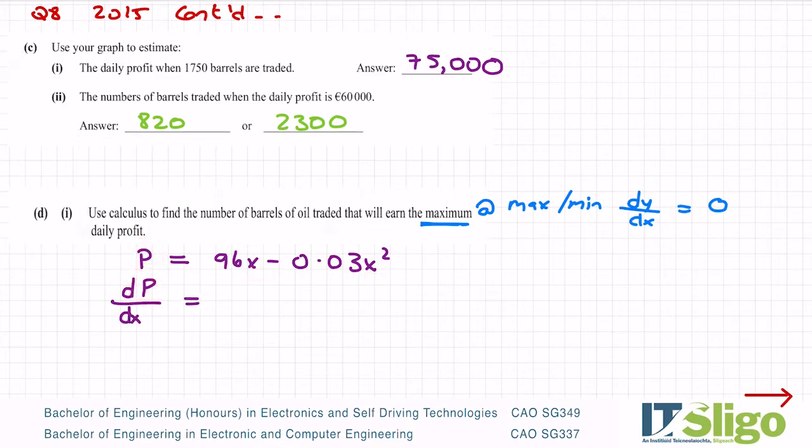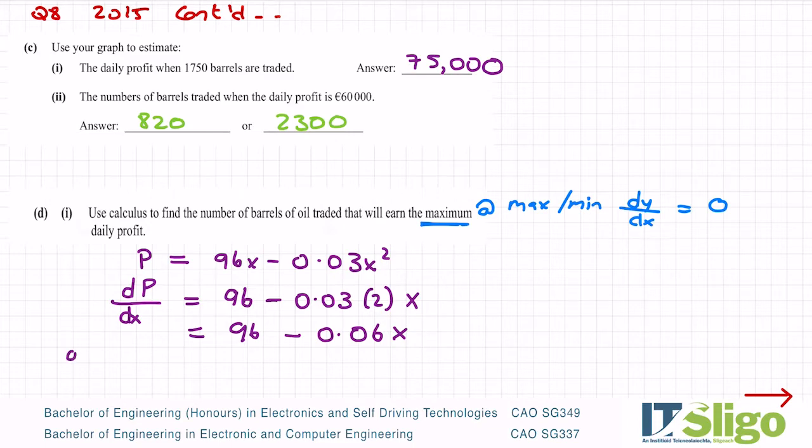You'd lose no marks if you wrote down dy dx. So differentiate 96x and you'll get 96. It's like you throw away an x every time. This one, take down the constant, and then differentiate x squared, and that'll become, take down the 2, reduce the power of x by 1. So I'm getting 96 minus 0.06x. So that's my dP dx. At max min, it's equal to 0.